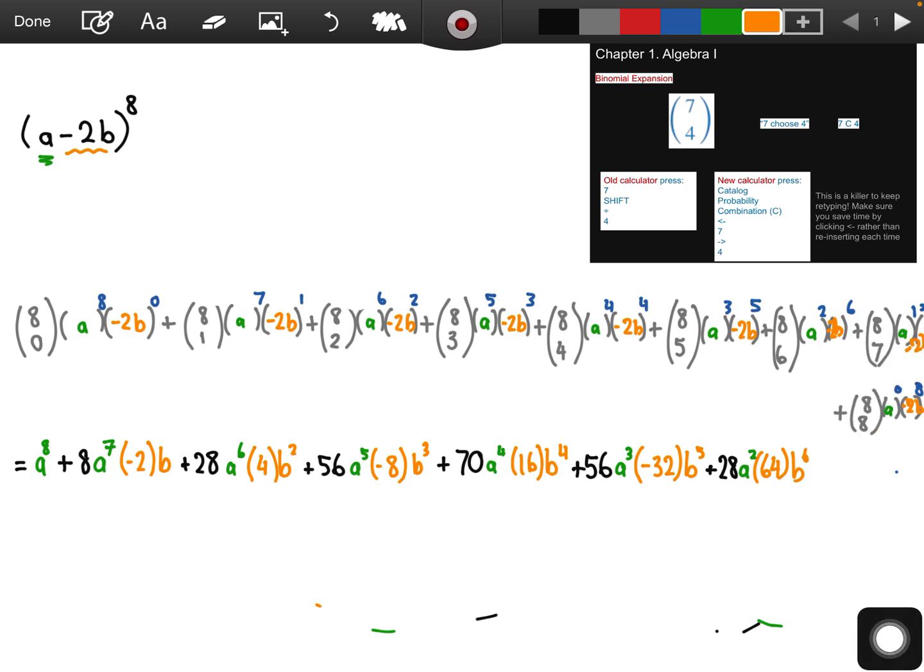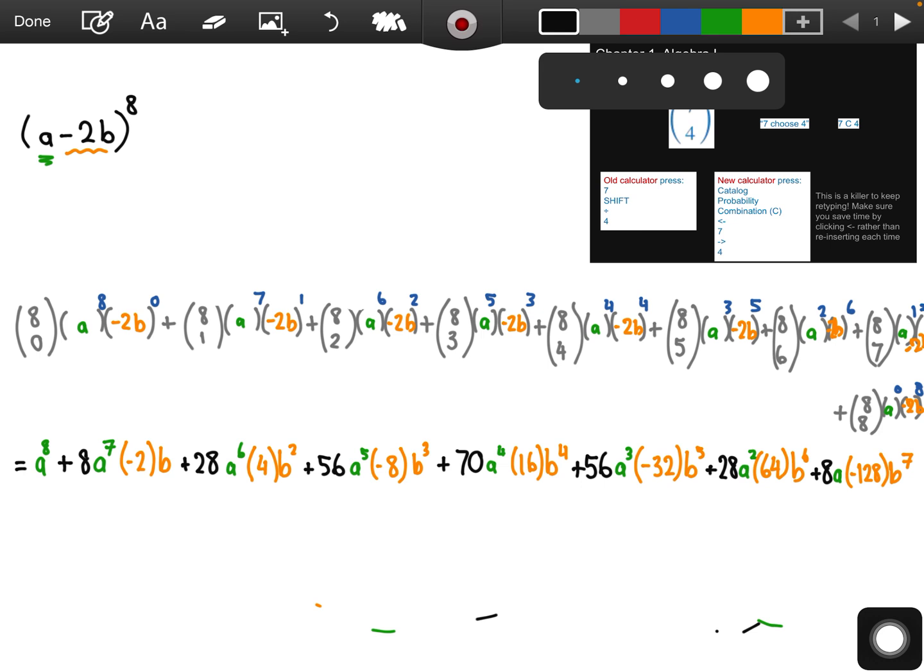Okay, 8 choose 7 is going to be the number 8. A to the power of 1 is just a, and then minus 2 to the power of 7 is what should be written there. Okay, so 64 by 2. Okay, but remember it's keeping its minus because it's an odd power, so it's minus 128. Okay, and my b is still to the power of 7.